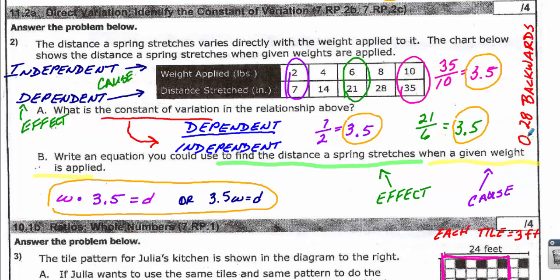If you did it backwards, if you got 0.28 or maybe rounded to 0.3, that's because you divided backwards. You did the 2 divided by the 7 instead of the 7 divided by the 2. Then in part B, it asks us to write a formula. If you were given the weight, could you find the distance the spring stretches? And the answer is, you would take the weight, you would multiply it by the constant of variation, 3.5. That would give you the distance. So you can write it as W times 3.5 equals D, or you can write it as 3.5 W equals D.